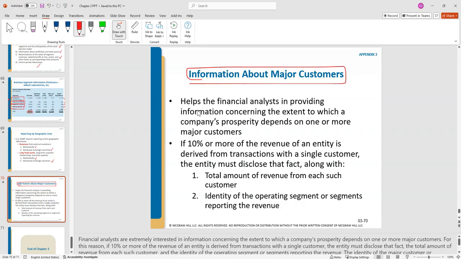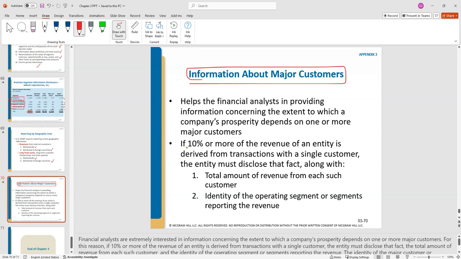At an overall level, this is something we care about. If you are selling most of your stuff to one customer, you need to disclose that because a reasonable third party would want to know. Because if you lost that customer, that would not be good for the business.